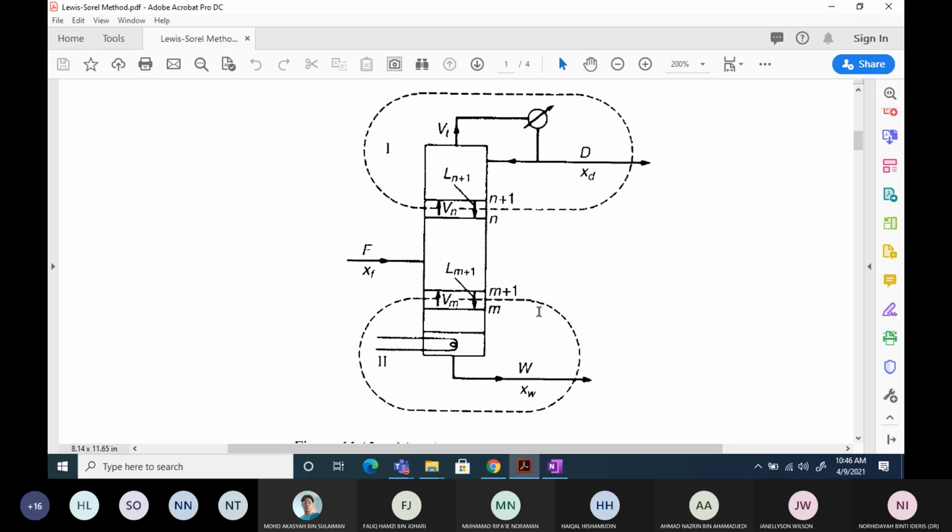The second operating line is developed at the bottom part of the column here. If you can see here, you have stages n. As I mentioned earlier, the liquid coming to the n stage we label as Ln plus 1, and the vapor coming from n we call Vn. Everything to do with the rectification section we label as n. For the bottom part we label as m.